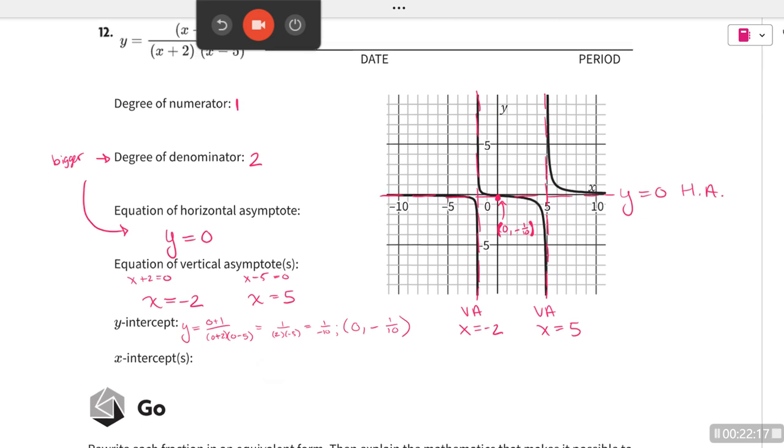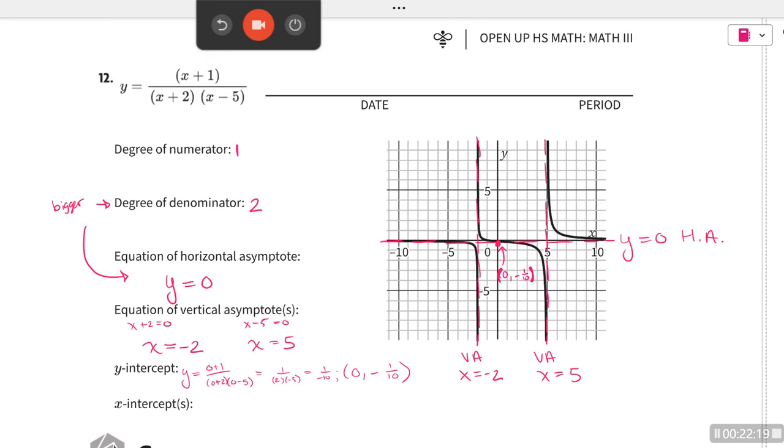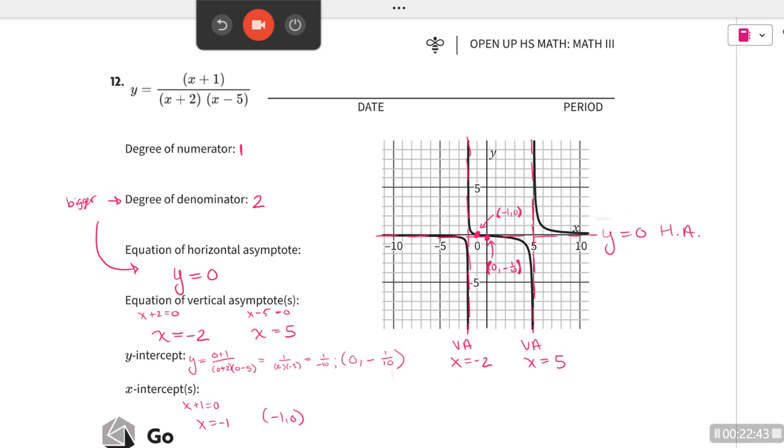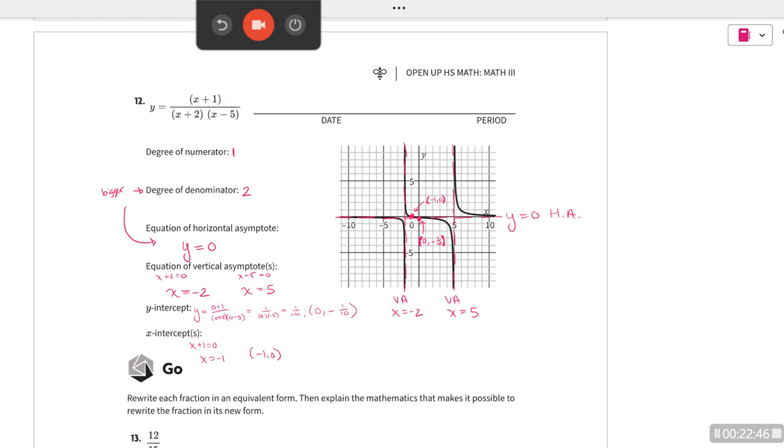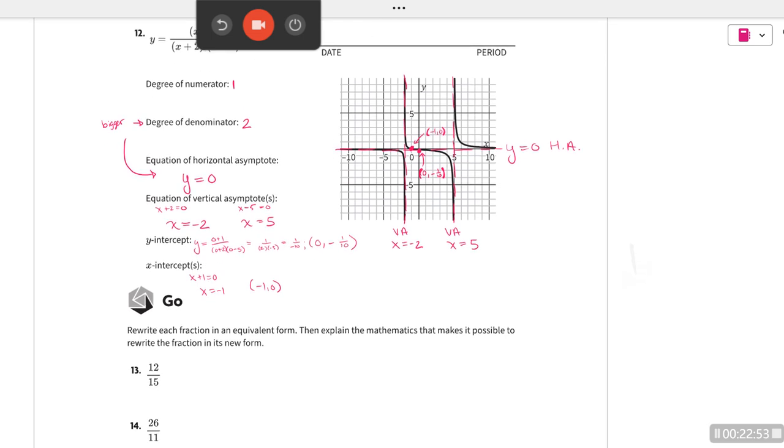Okay, and our x-intercept, remember this is when we're going to take our top, our numerator, and set it equal to 0. So x plus 1 equals 0. That means x is equal to negative 1. So I have the point negative 1, 0, which is right here. Negative 1, 0. Okay, and there we have it. That is question 12. Notice none of those questions had what we call a hole in it, where we have a term in the top and bottom that's the same, but that's something we'll address later on.